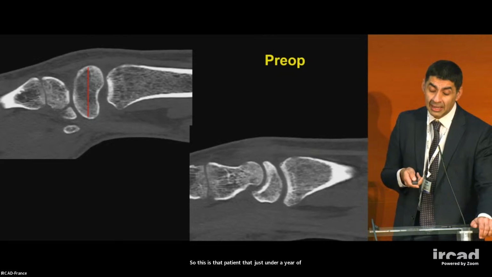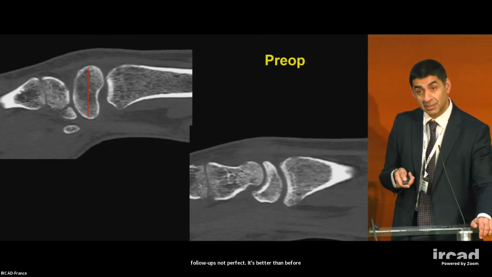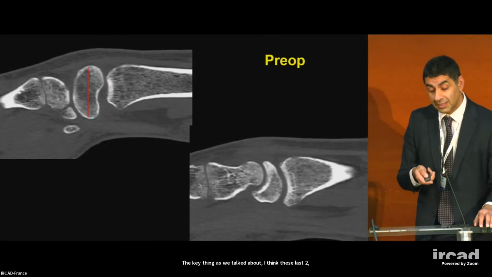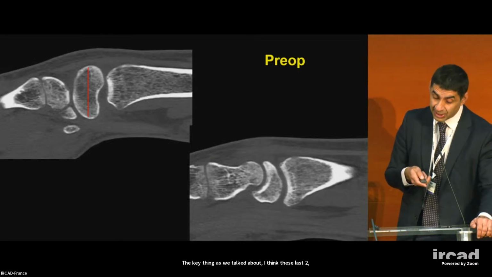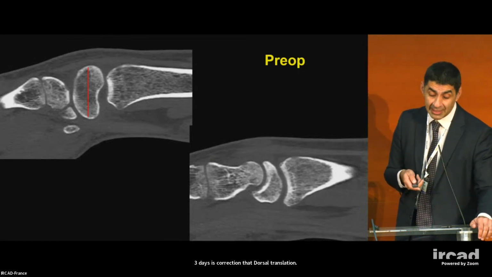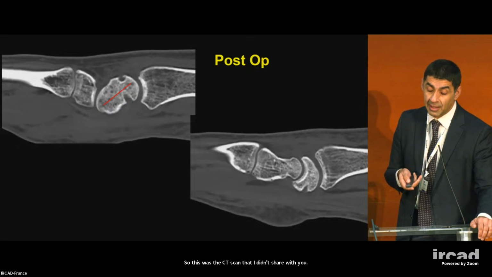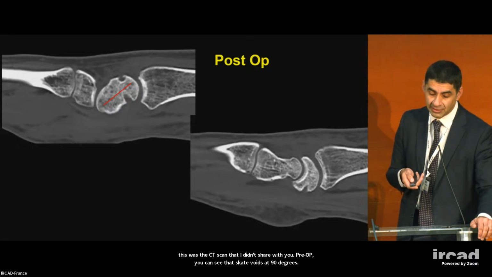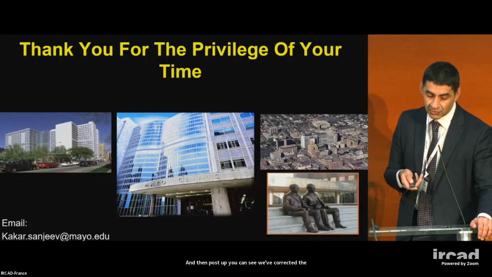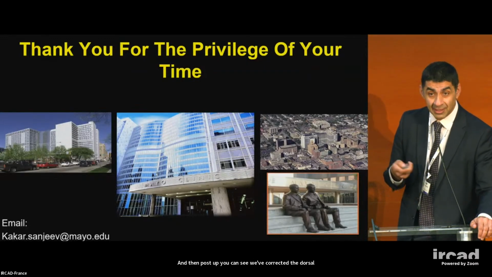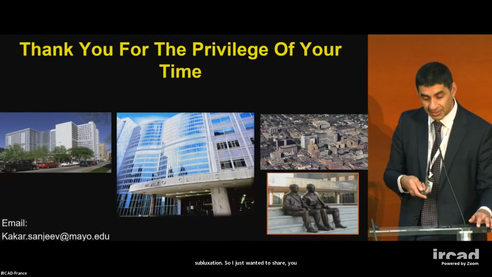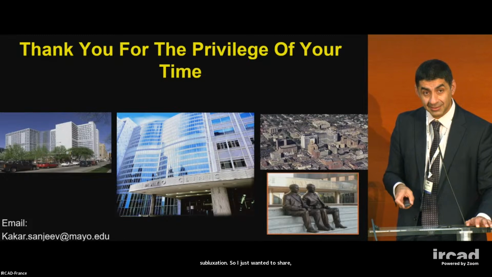The key thing, as we talked about these last 2-3 days, is correction of that dorsal translation. So this was the CT scan that I didn't share with you pre-op. You can see the scaphoid's at 90 degrees, and then post-op, you can see we've corrected the dorsal subluxation. So I just wanted to share, in terms of thought processes, different ways of skinning a cat.